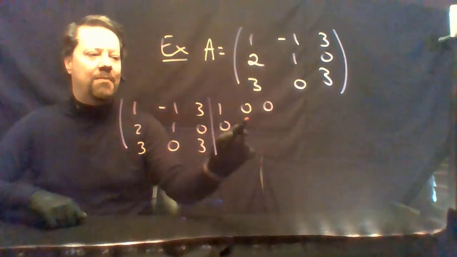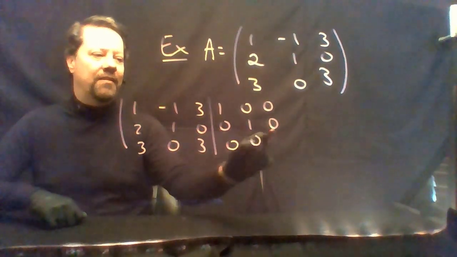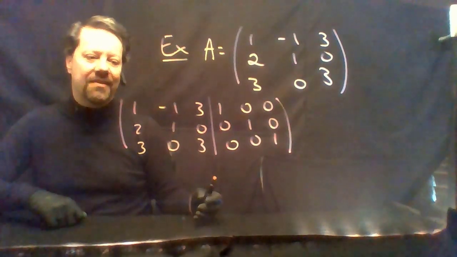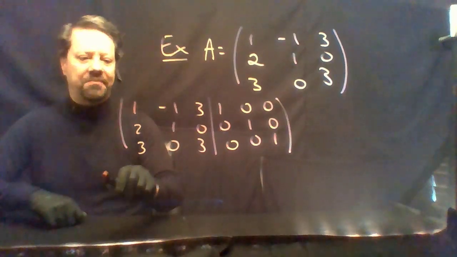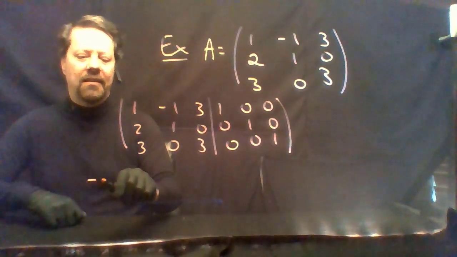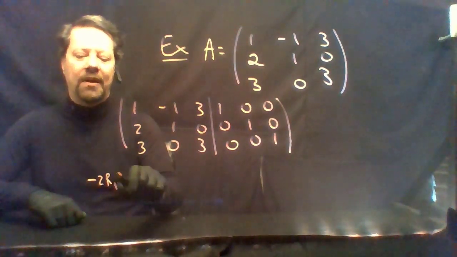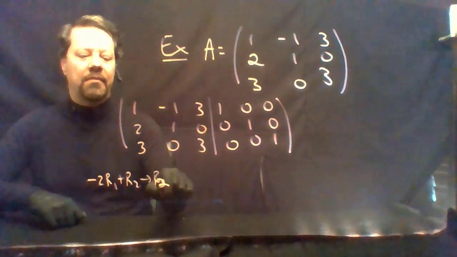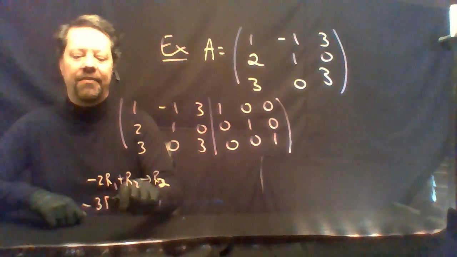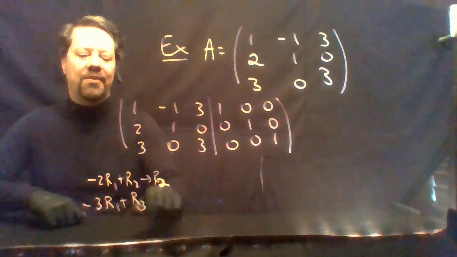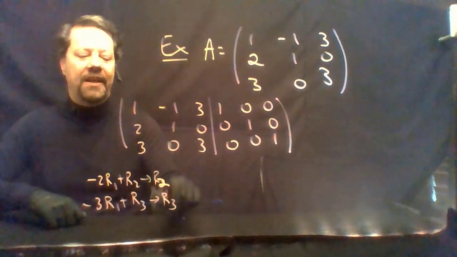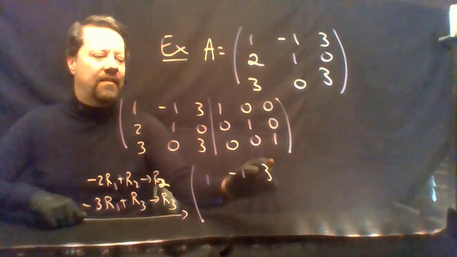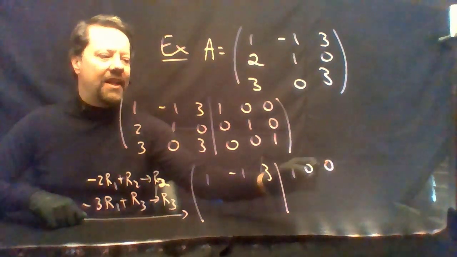We'll set it up as though we are solving for the inverse, and we will perform elementary row operations. Let's do the following. Negative 2 times row 1 plus row 2 yields a new row 2, and negative 3 times row 1 plus row 3 yields a new row 3. The only row that doesn't change is the first row.